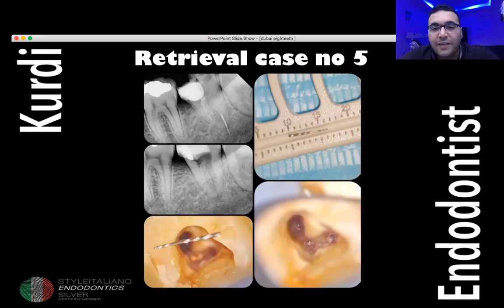Alright, we have another case here. You can see part of the file is beyond the apex, and this is a lower second molar, and the file was making some pressure on the inferior alveolar nerve, and from the day this patient had this kind of bad obturation, she had some kind of numbness, and I decided to remove the file.